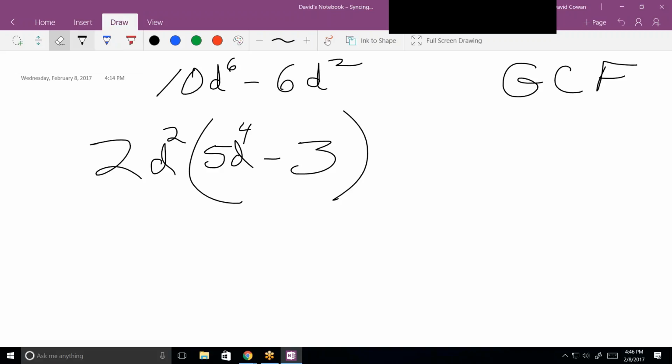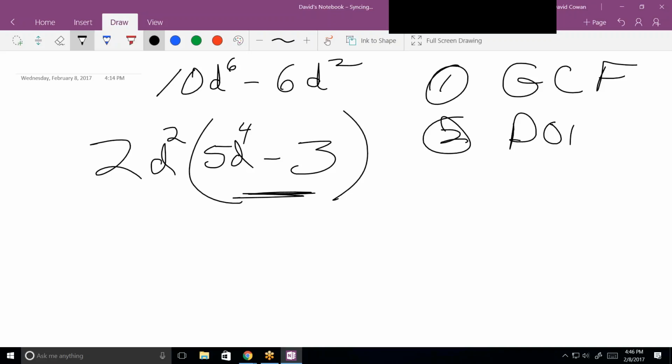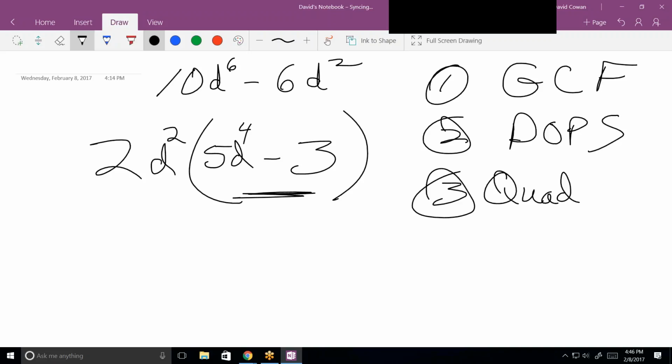Now, can I factor that further? Not really. This doesn't factor by anything that you've been taught yet. So this would be the answer they're looking for. But there's 3 things that you check for. The very first is always greatest common factor. The very second is difference of perfect squares. And the third method is the standard quadratic method.